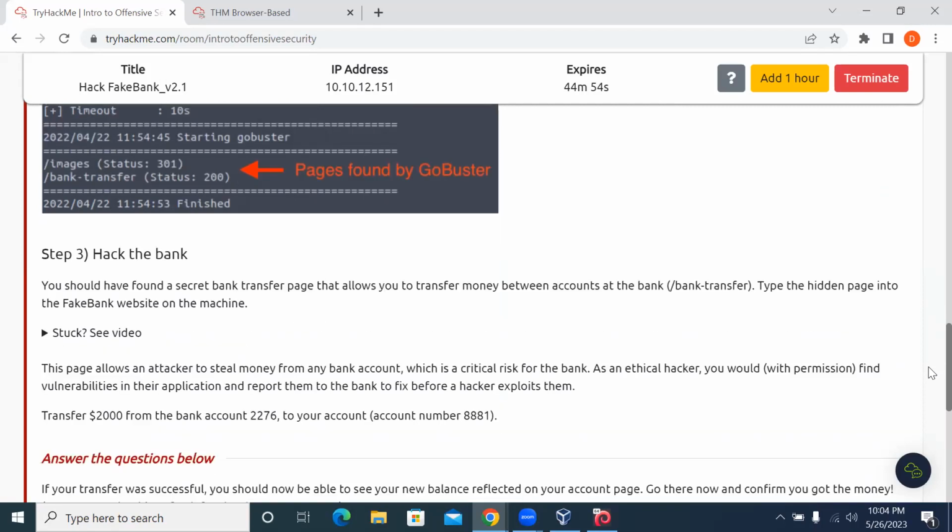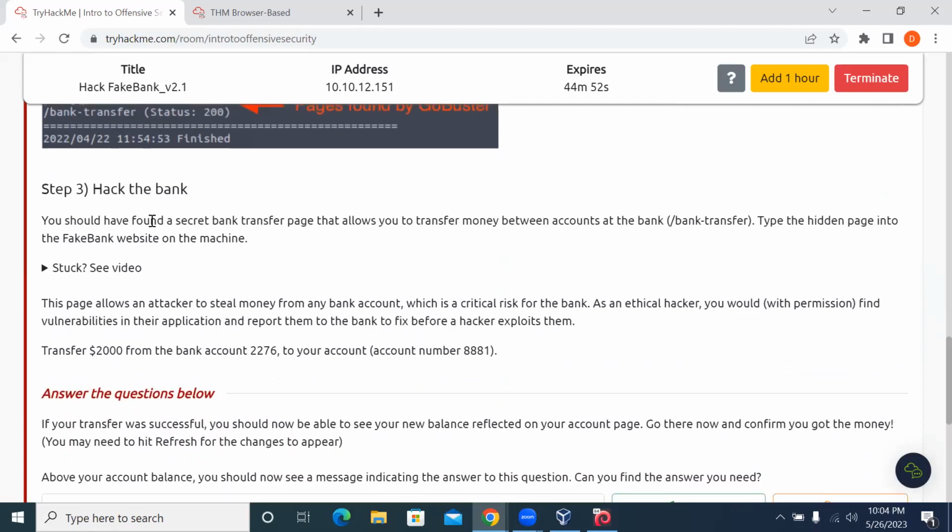So now they say you should go ahead and hack the bank. That's step 3. So you should have found a secret bank transfer page that allows you to transfer money between accounts at the bank.